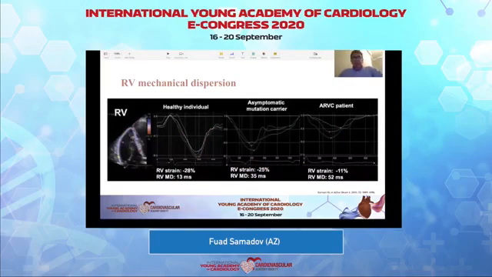Also, RV mechanical dispersion is important too, and the cutoff value of 25 or 30 milliseconds is very important to early detect arrhythmogenic cardiomyopathy mutation carriers.